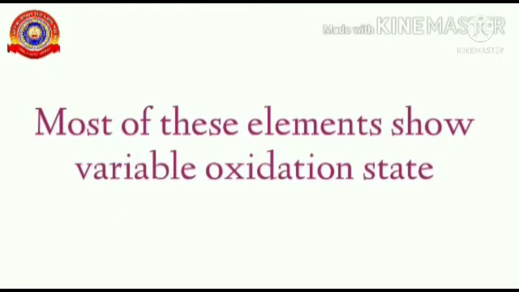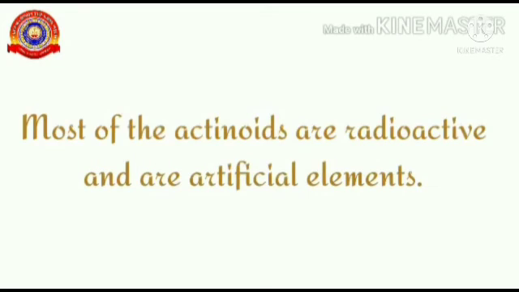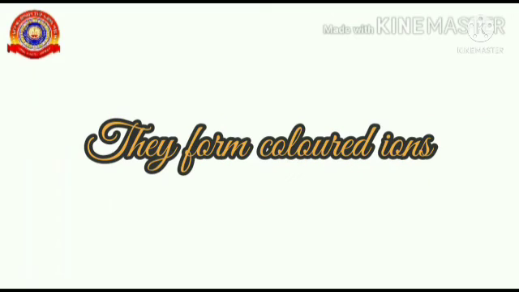Like D block elements, most of these elements show variable oxidation states. Do you know what might be the reason for this? Yes, absolutely. Here, the electrons present in the F orbitals also participate in the chemical reaction. Most of the actinoids are radioactive and are artificial elements, and also they form colored compounds.